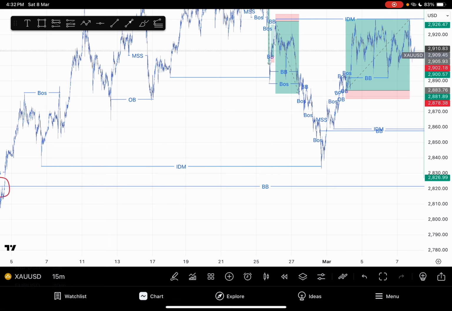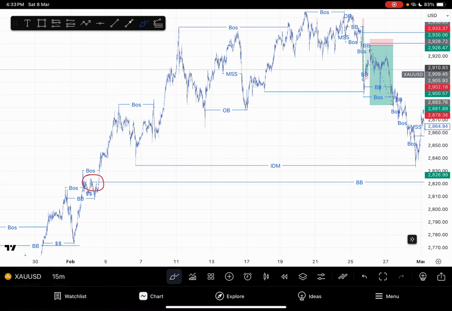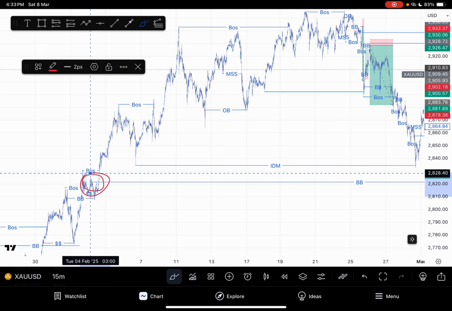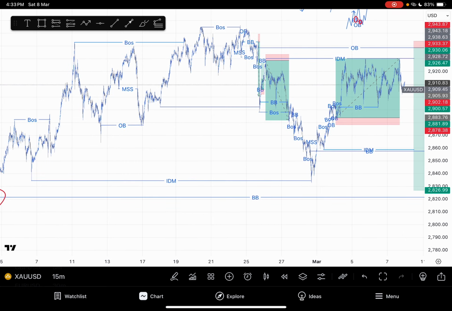So we see price is still moving in a bullish direction. So now what I'll be looking for are setups towards this direction. I'm looking for market structure shift setups towards this direction, or break of structures towards that direction. So I'll just follow the trend until price taps into that point. So now I'm just following the trend on lower time frame.